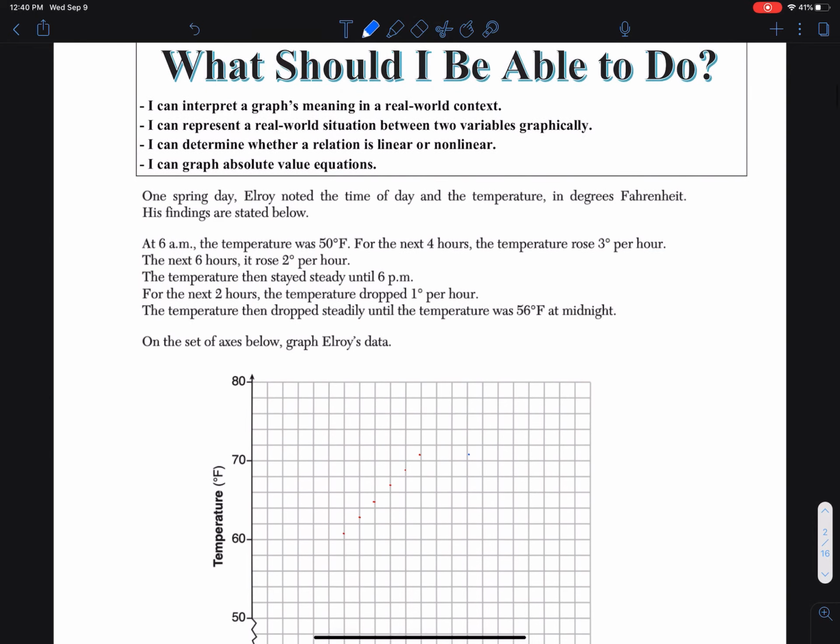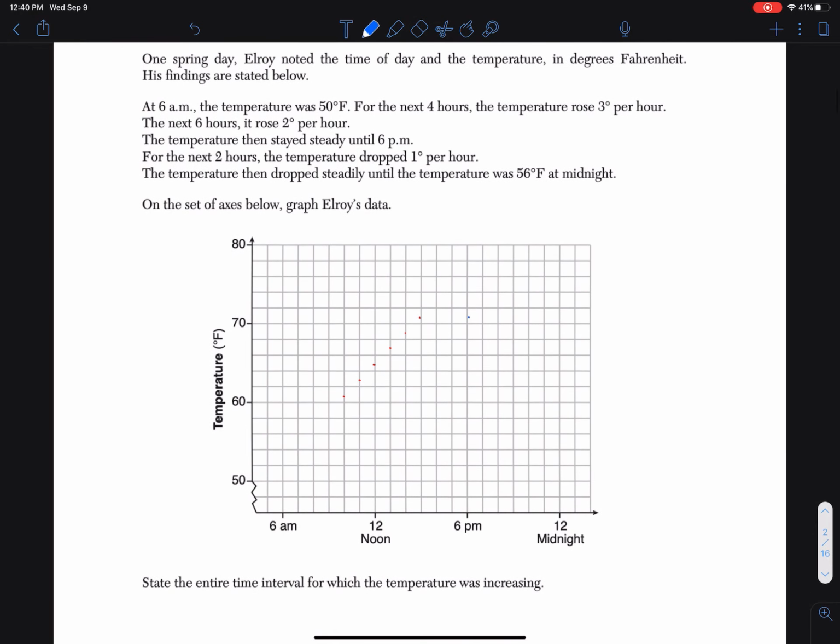So let's take a look at this next question here. On one spring day, Elroy noted the time of day and the temperature in degrees Fahrenheit. His findings are stated below. So here are his findings.